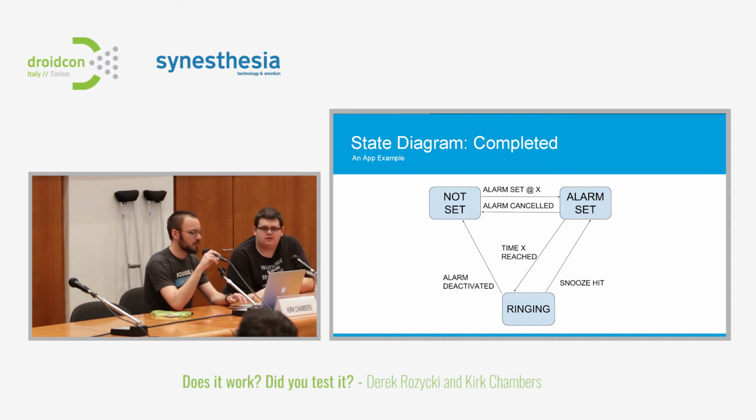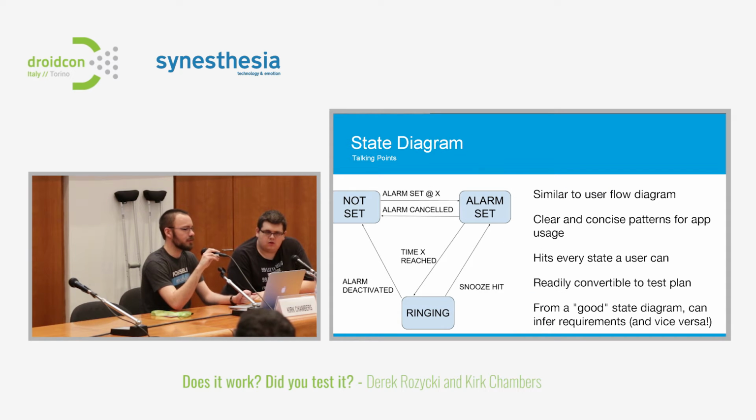Now, what is this diagram good for? Well, like I said, it's similar to a user flow diagram. You might actually already have some of these if you're working with designers. You might have comps in the requirements, things like that. It makes it pretty easy because you might already have this to start working with.